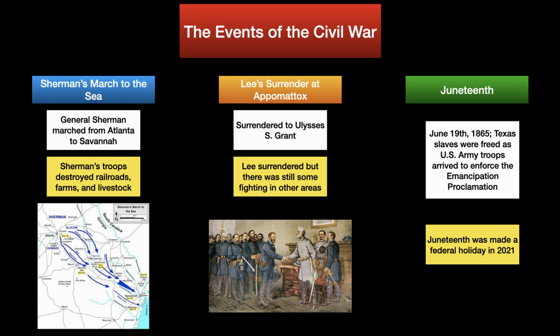And then finally, we have Juneteenth. June 19th, 1865, Texas slaves were freed as U.S. Army troops arrived to enforce the Emancipation Proclamation. Juneteenth was made a federal holiday in 2021.